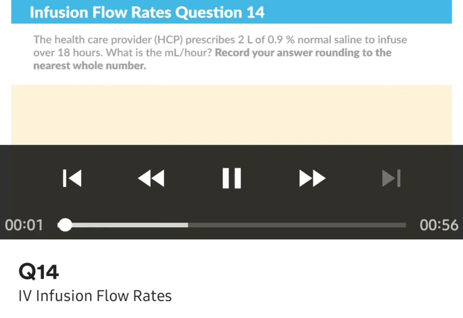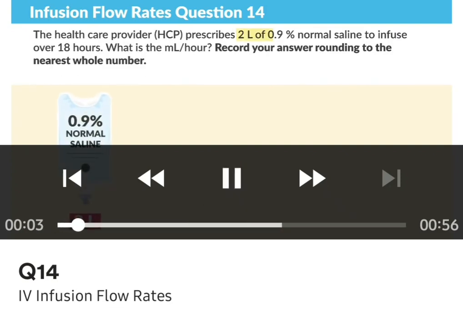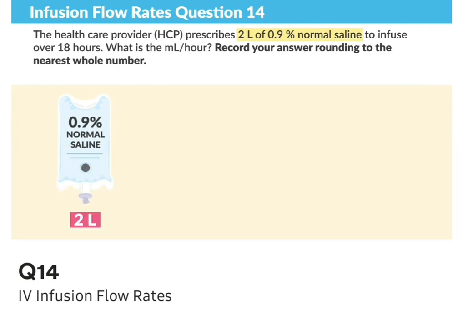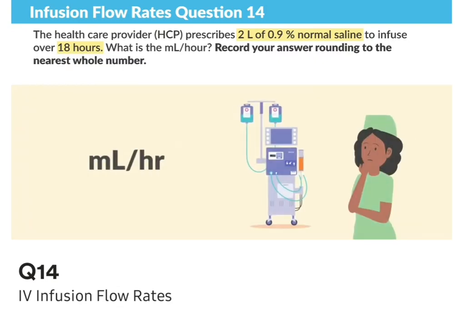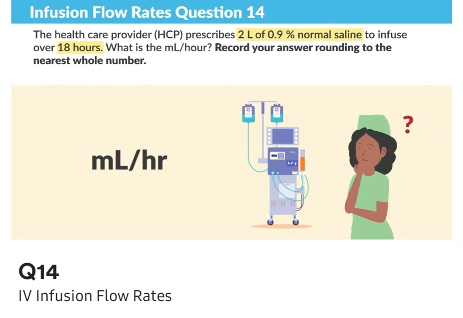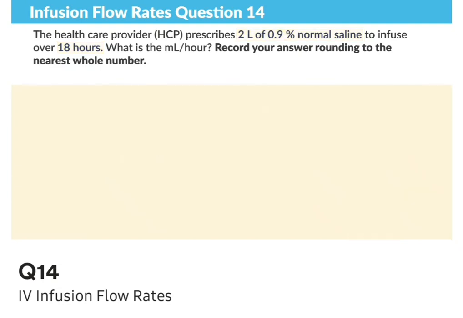Now, question 14, the HCP prescribes 2 liters of normal saline to infuse over 18 hours. What is the mLs per hour here? So remember to record your answer rounding the nearest whole number. So let's break this down. What is the problem and what are we calculating for? Well, we're calculating for mLs per hour. So remember the rounding rules here.